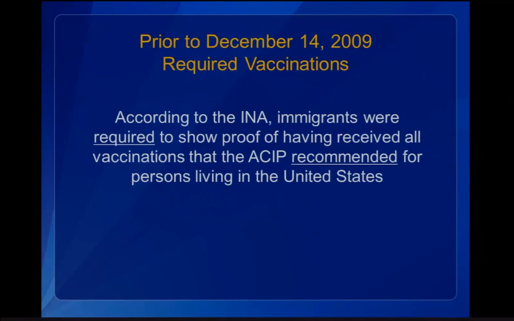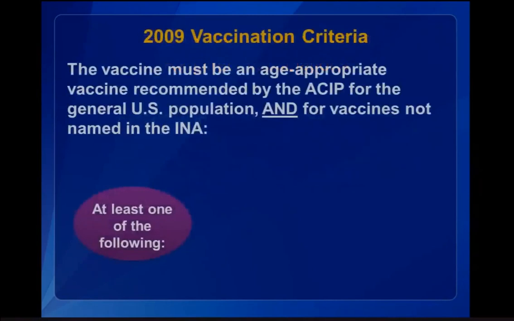So according to the INA, before December 2009, immigrants were required to show proof of having received all vaccinations that the ACIP recommended for persons living in the United States. And then in 2009, some changes were made. What we changed to is that the vaccine must be an age-appropriate vaccine recommended by ACIP for the general U.S. population, and for vaccines not named in the Immigration and Nationality Act, because some are actually named. So measles, mumps, and rubella are named. Diphtheria, tetanus, and pertussis are named.